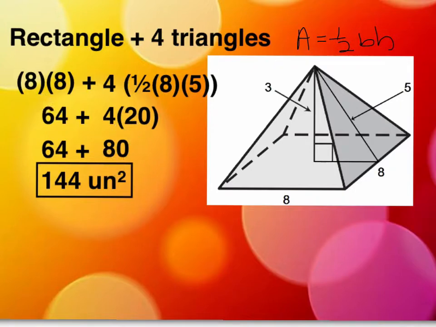Now on the left-hand side, 8 times 8 gives us the area of the rectangle, or since it's 8 and 8, it would be a square. So 8 times 8 is 64. 64 plus 80 would give us 124 units squared. And this is just for the surface area of this pyramid.